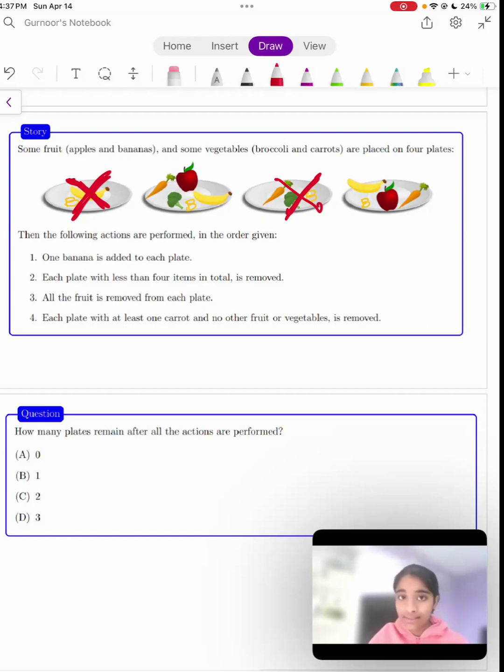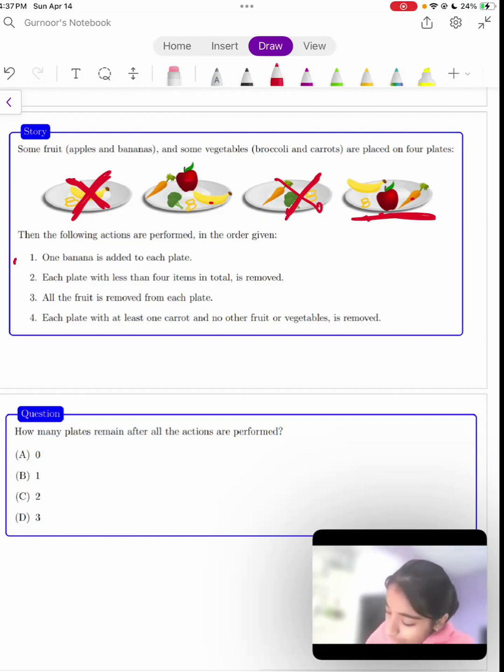And the last thing that's done to these plates is that each plate with at least 1 carrot and no other fruit or vegetables is removed. I don't think there's a plate like that, because if a plate has carrots, it also has fruits. For example, this one has an apple, banana, and broccoli, and another banana, and the fourth plate also has the same thing. So nothing happens in the fourth step.